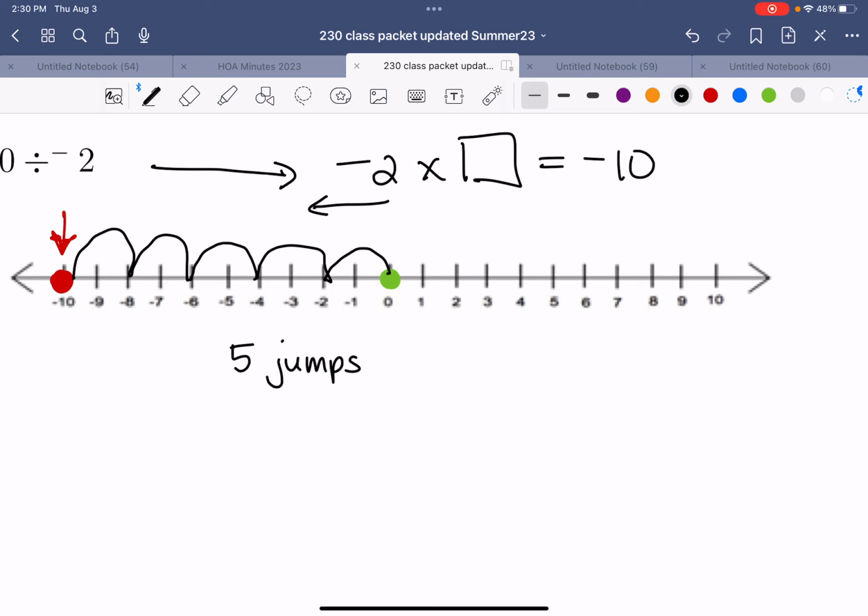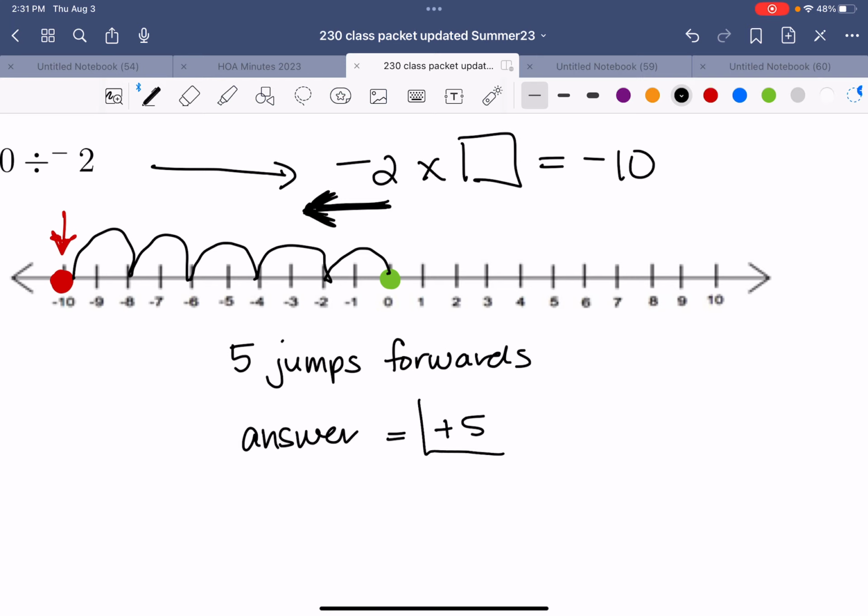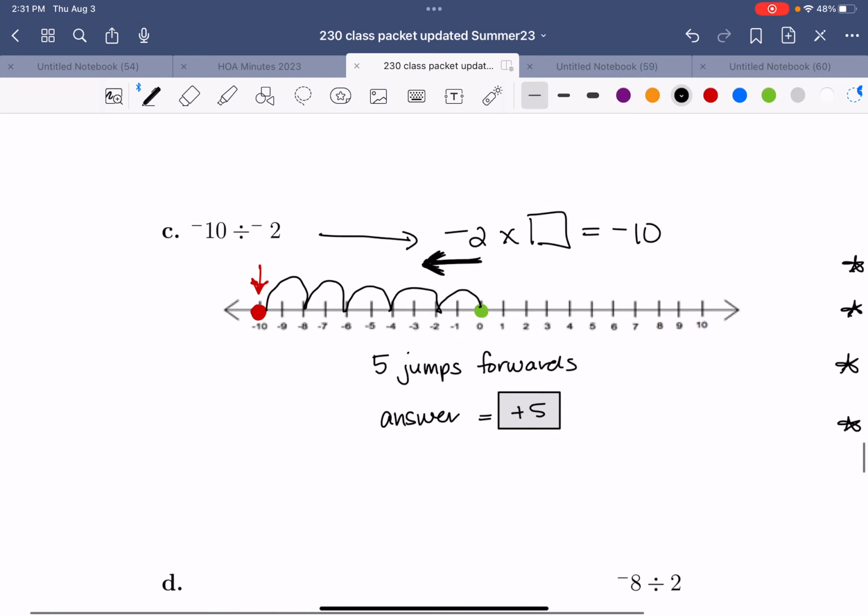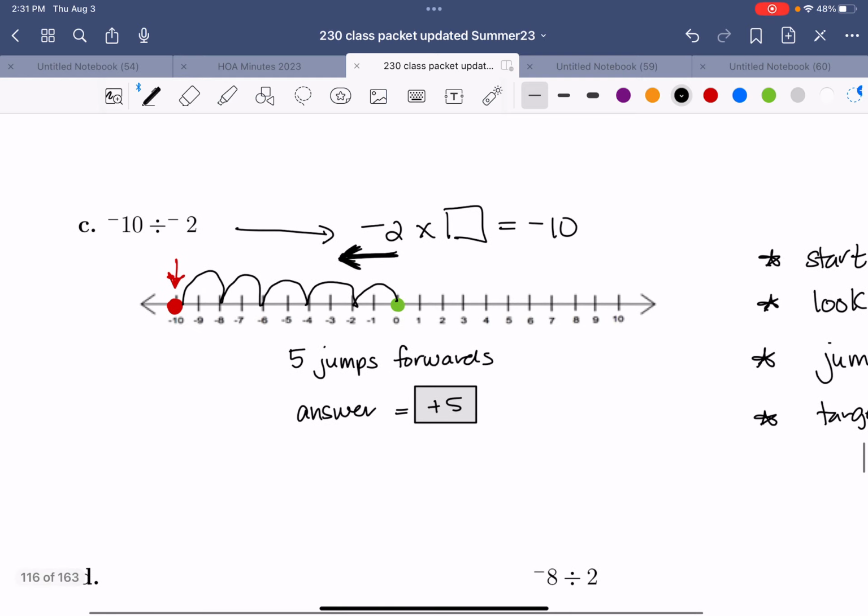And then did I go with my black arrow or against it? Now this is my black arrow right here. And I went the same direction. My arrow points from green to red. So I went forwards. I went with my arrow. So it's 5 jumps forwards. And that means that my answer is +5. Okay, because I moved 5 forwards. Again, you can drop the positive and just write 5.